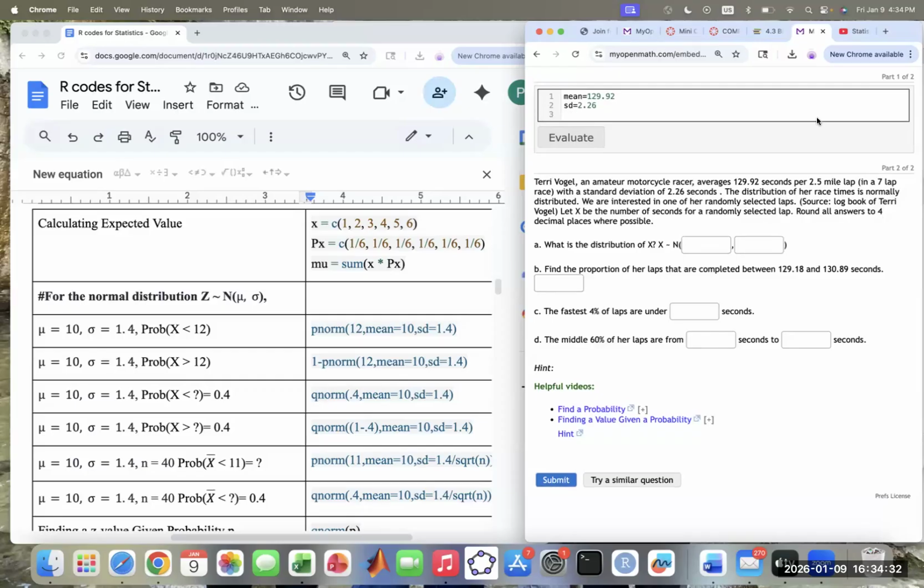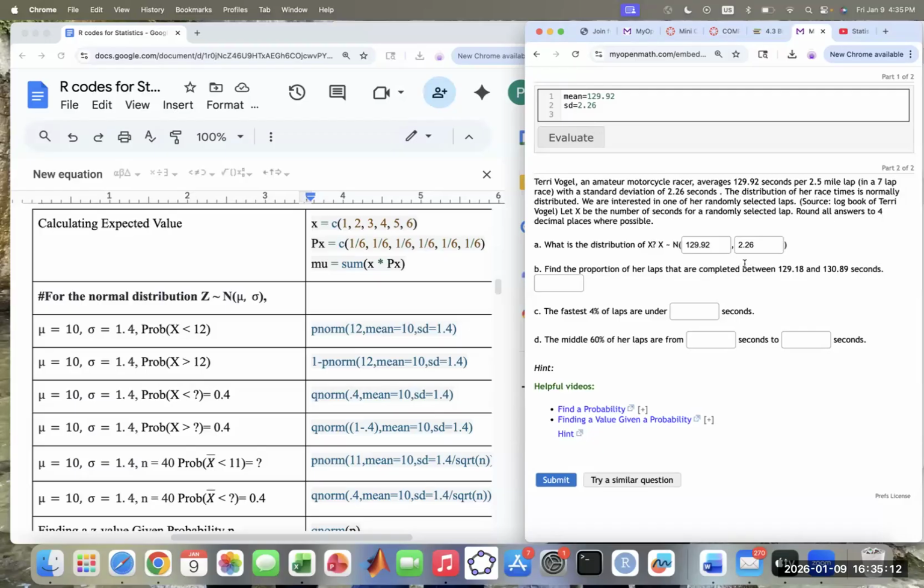These other numbers describe the information, but we do not use them for the calculation, just these two. So that's exactly what we put in right here: the mean, 129.92, and over here 2.26. They say the distribution of her race time is normally distributed. If it's not normal, then we cannot use this code here. So this statement is very important; without it, we cannot use all this code right here.